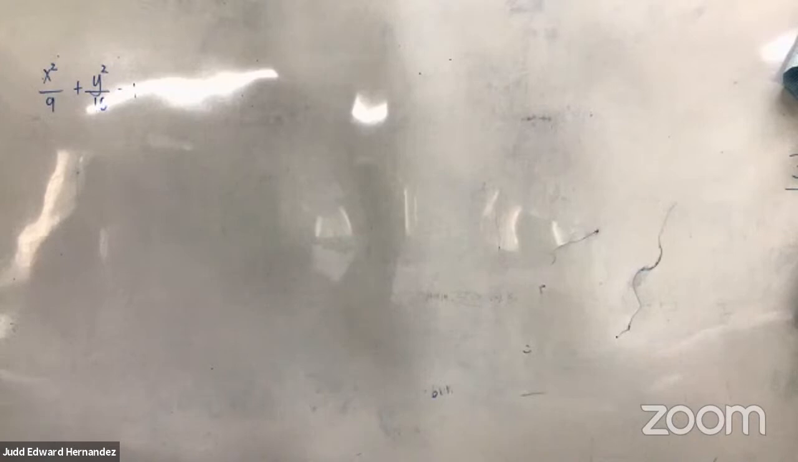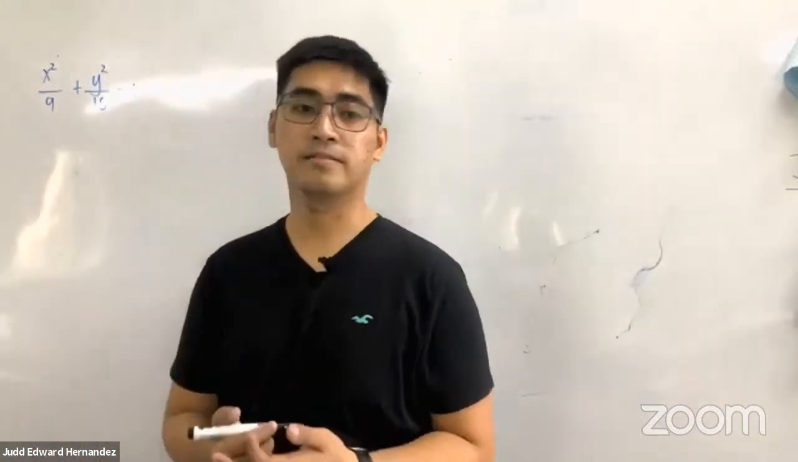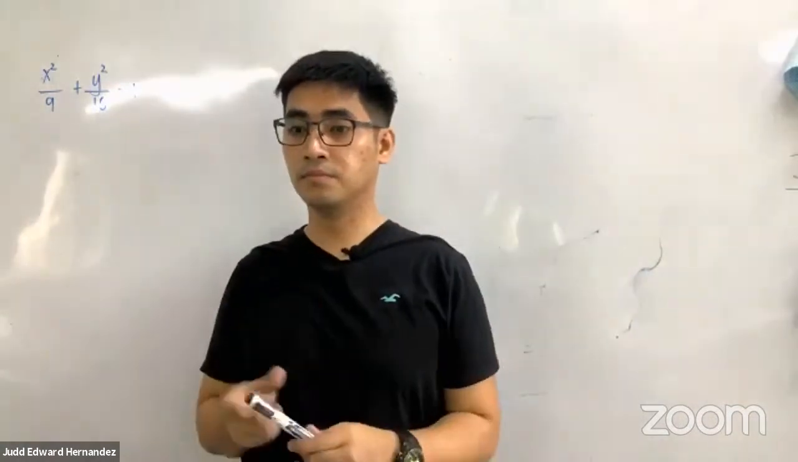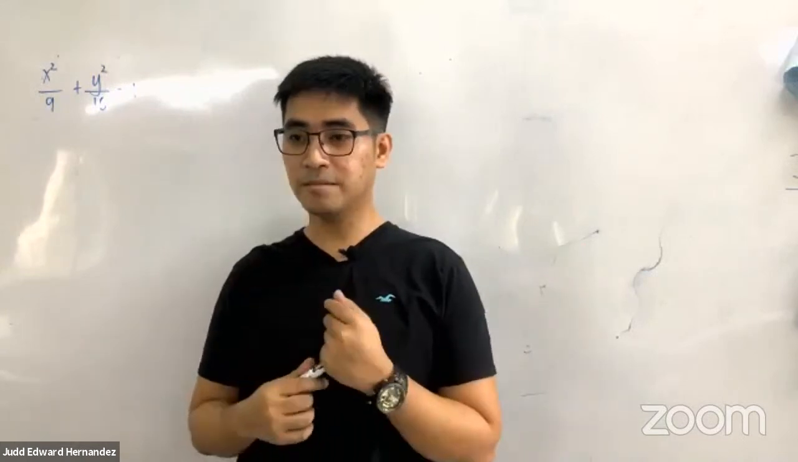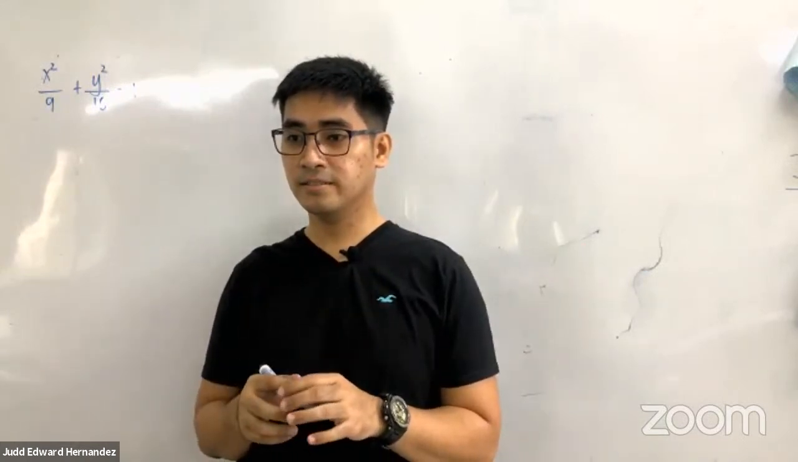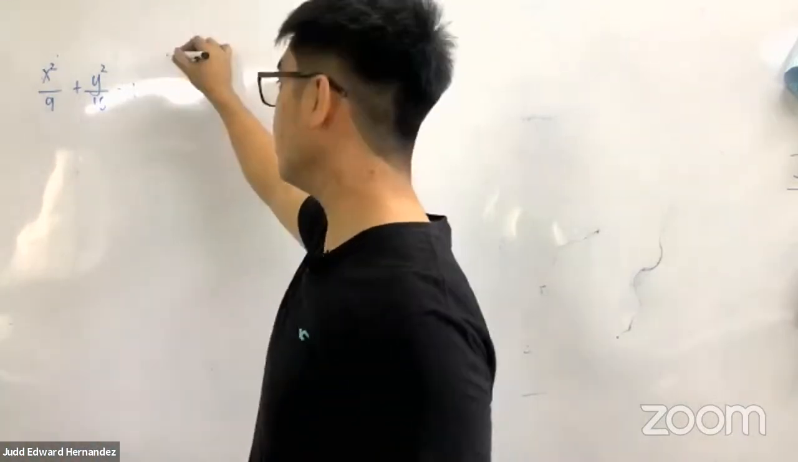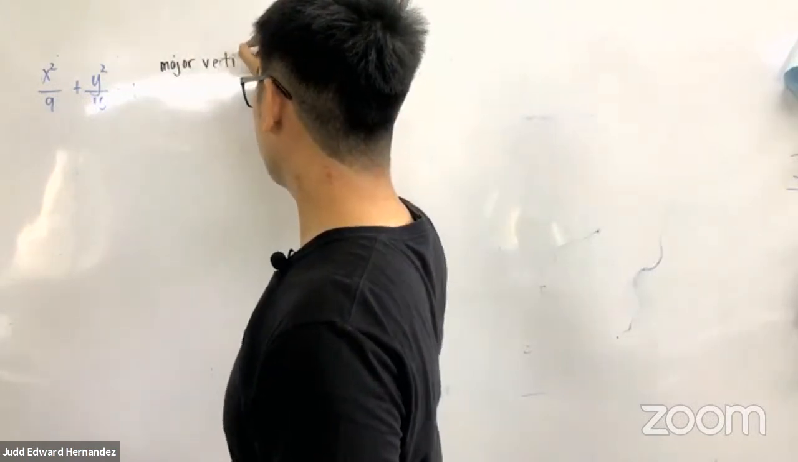Okay, let's now try to answer. First question: what is the major axis? Hello, guys. What is the major axis? Y. Therefore, we'll be calling this the major vertical axis.